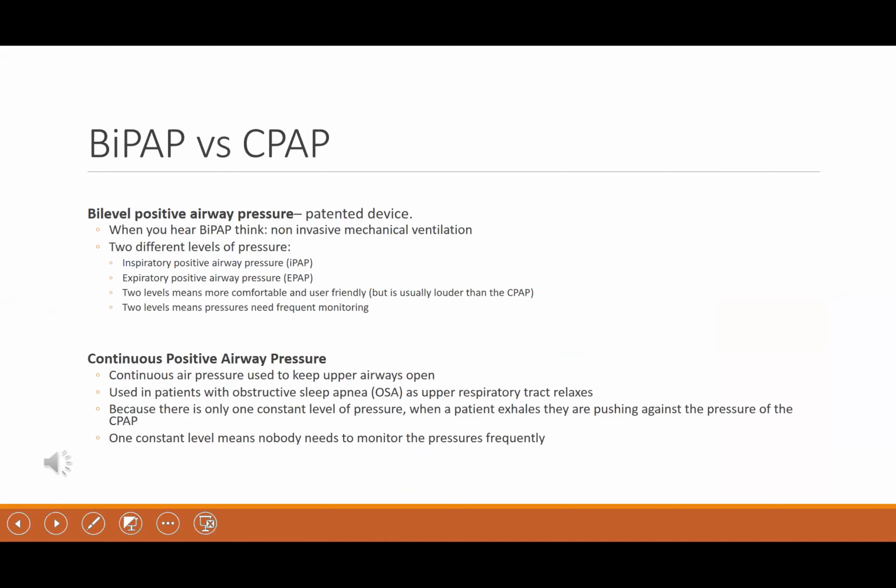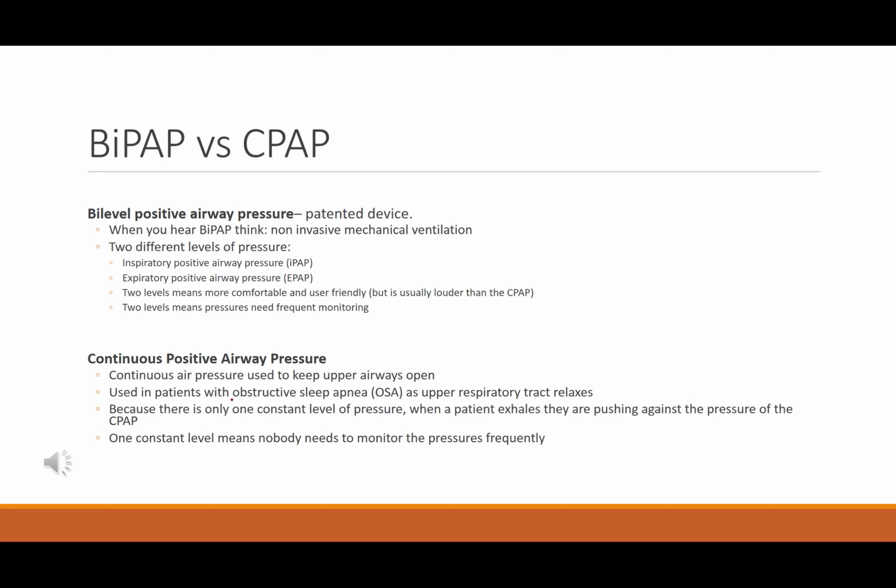Another concept that folks tend to have a lot of questions about: BiPAP versus CPAP. So I want to give some definitions here. I'm actually going to start with CPAP, reversing it from the way it's on the screen. CPAP stands for continuous positive airway pressure. That is basically continuous, relatively low amounts of pressure that is used to keep the upper airways open.